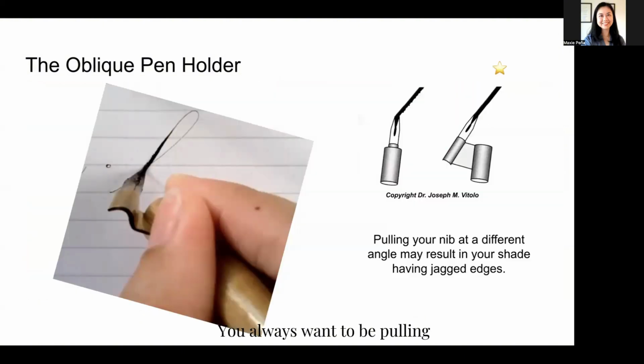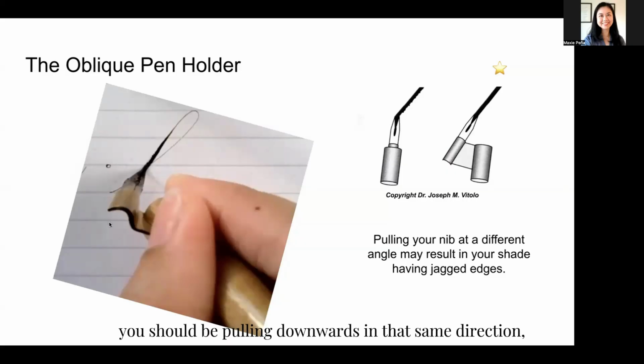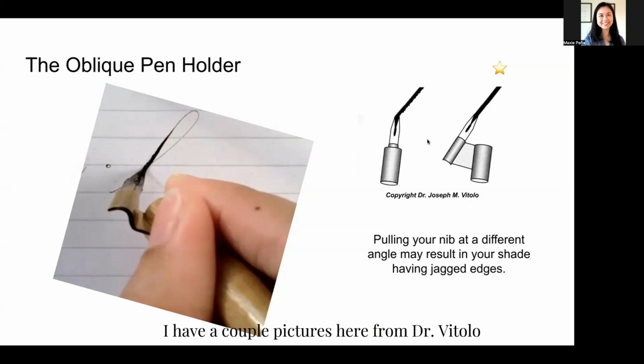You always want to be pulling towards the base of your nib. So once you have your nib aligned to the slant, you should be pulling downwards in that same direction. That's the path of least resistance for your nib. I have a couple of pictures here from Dr. Vitolo wherein he illustrates that when you pull at a different angle than the base or the body of your nib, you can still create shades, but you might get these jagged edges on your shades.